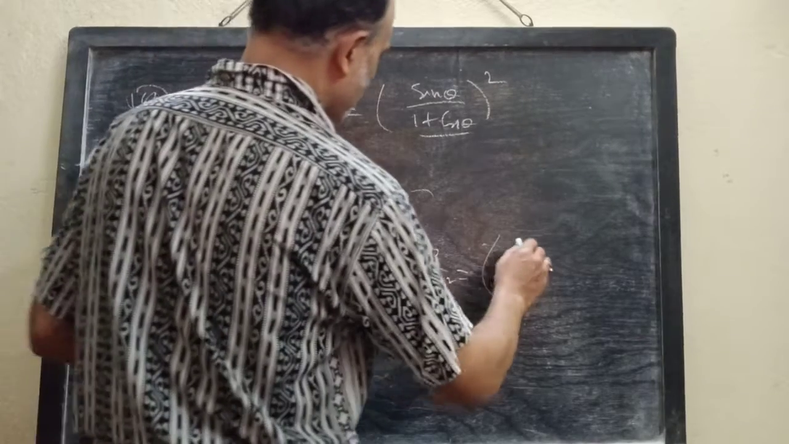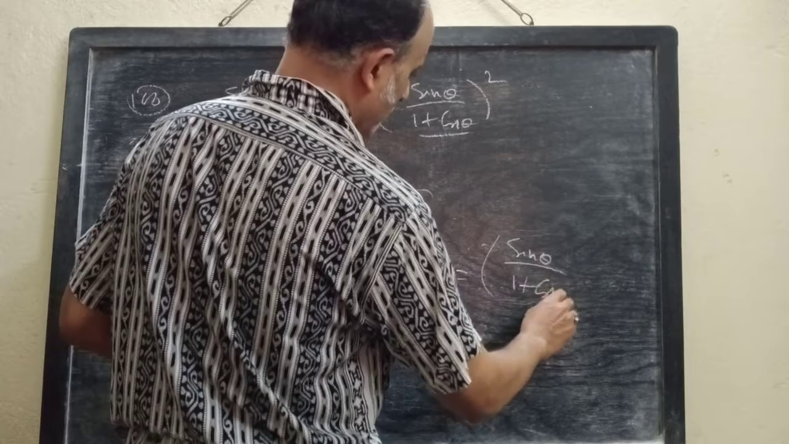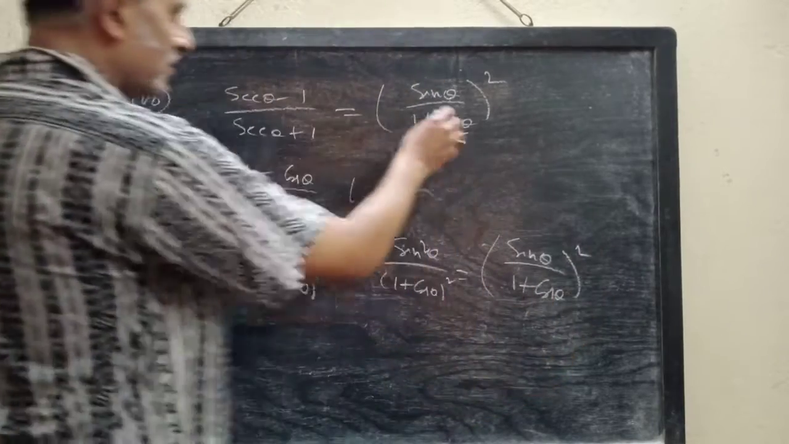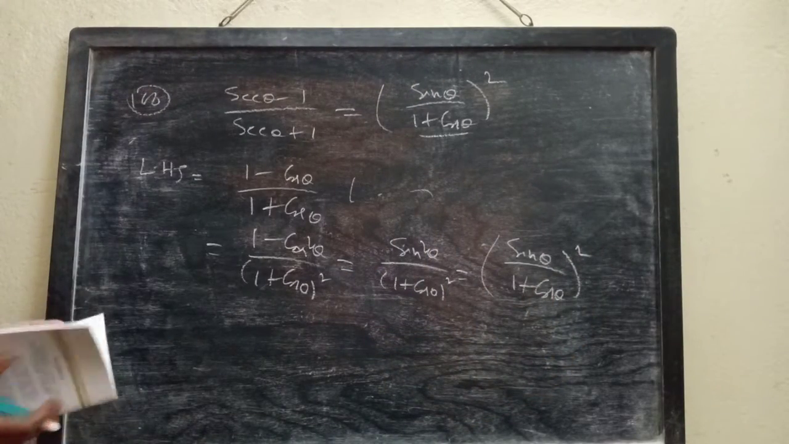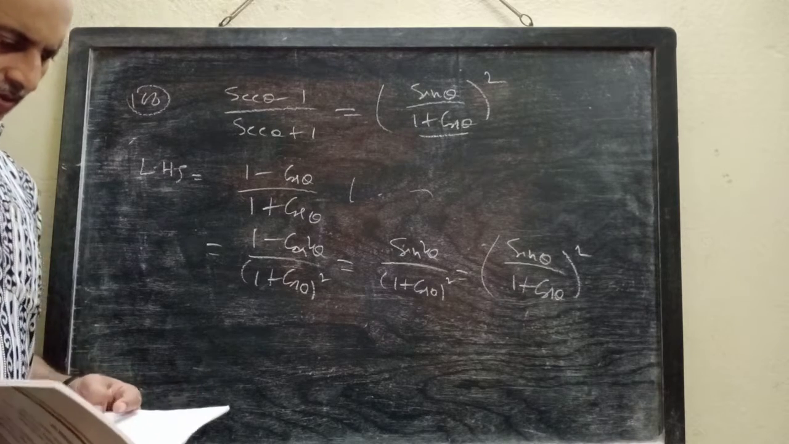So now you write sin theta by 1 plus cos theta whole square. This is your RHS. Good. Next, go to 101.